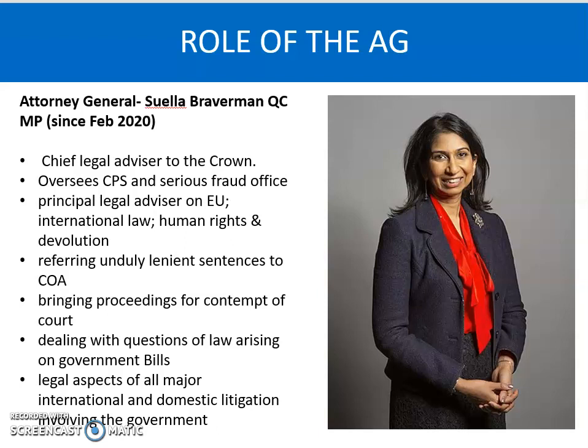And you'll notice that a lot of cases that we've actually looked at earlier in the year have been Attorney General reference cases, where unduly lenient sentences are referred to the Court of Appeal in the name of the Attorney General. The Attorney General can bring proceedings for contempt of court, can deal with questions of law on government bills, and looks at all major international and domestic litigation which involves the government.